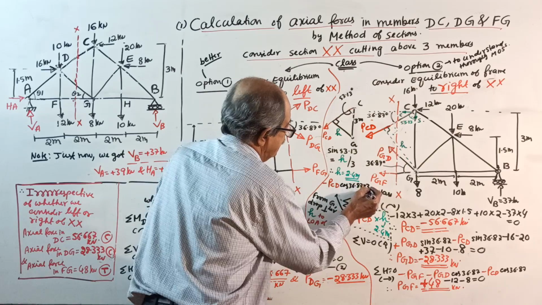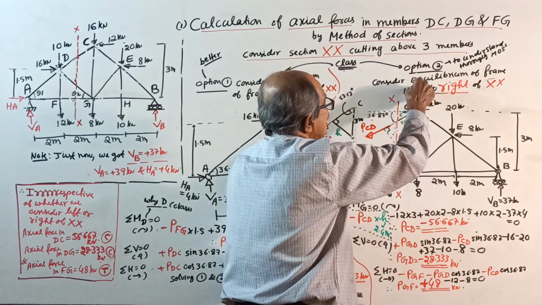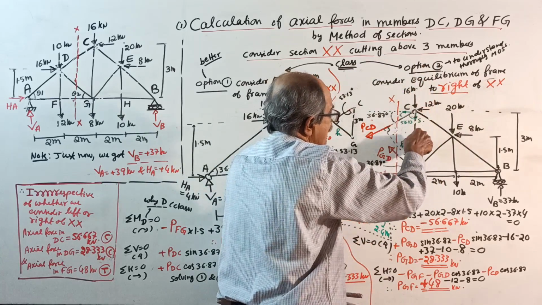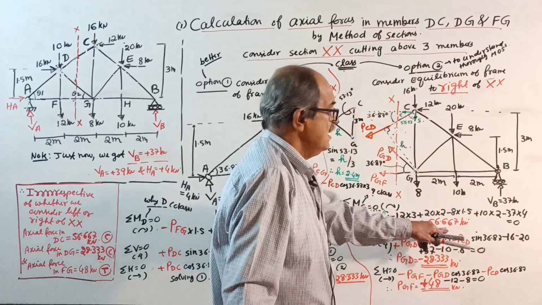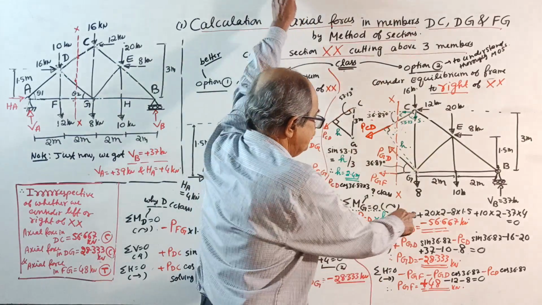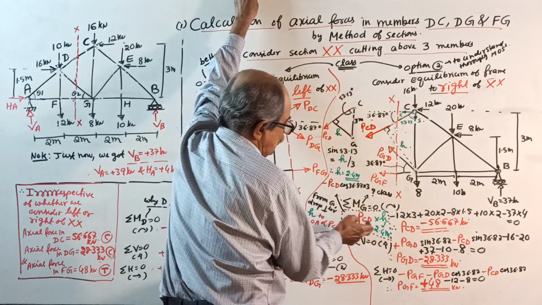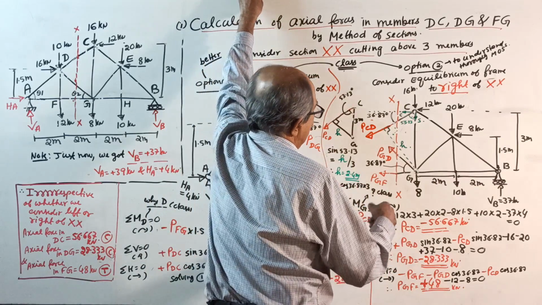Cos 36.87 into 3, and then sine component into 0. See here, the sine vertical component will pass here. That's all. Even then, the same answer will come, my guarantee. Okay. Other things are same. Instead of this way, you write this way. Then sigma V0 is now very easier.